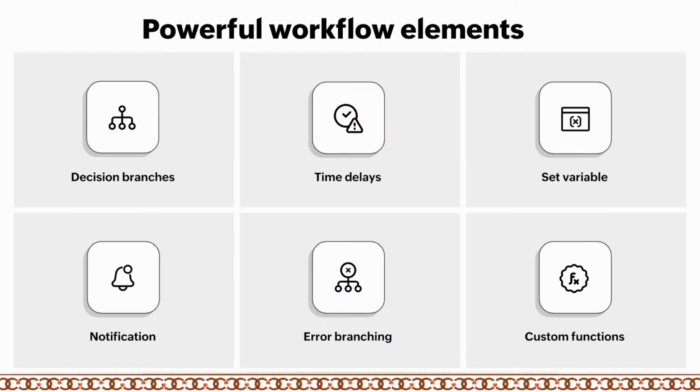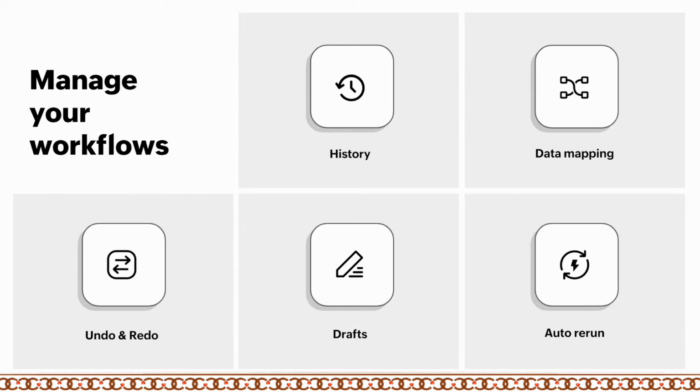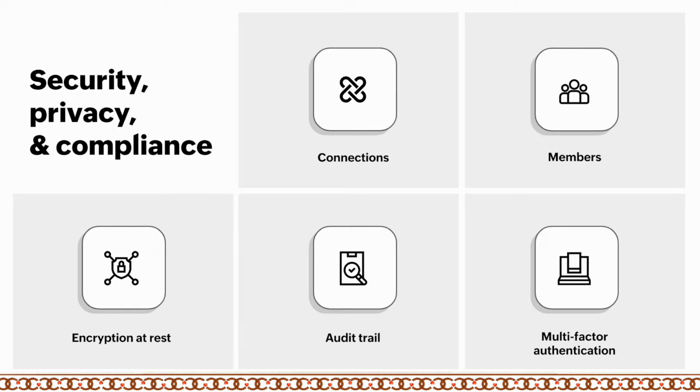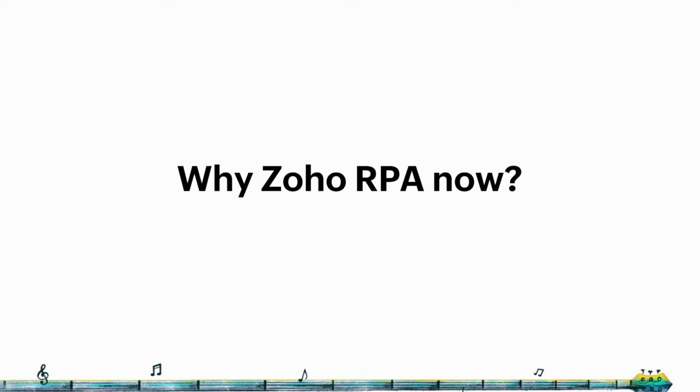Easy drag and drop is available. And you have powerful elements: decision branches, time delays, variable settings, notifications, error branching. All these are available because the underlying platform, the Flow platform, is the same. And you can manage your history. You can do undo, redo options, the draft options, and the security compliance options of encryption at rest and audit trails of what is happening. So all these are common for both the platforms. So that's available.